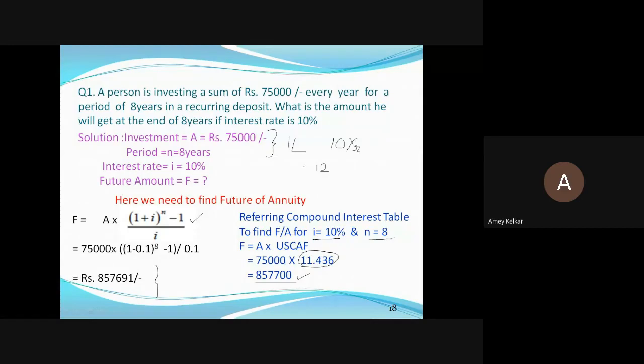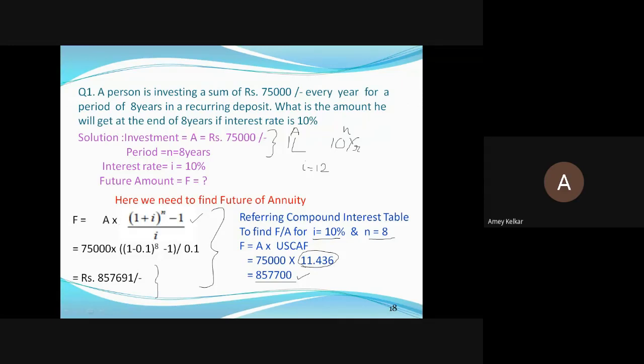Same thing, annuity I'm taking 1 lakh, and the period I'm taking n as 10 years and rate of interest as 12%. Okay, use this formula and get the answer. All of you, I told you to keep a calculator and pen with you. Hopefully you have it. Use the same formula.